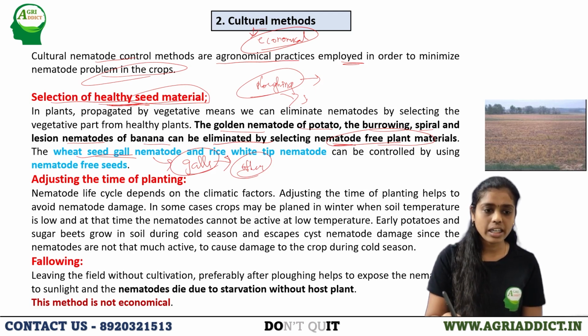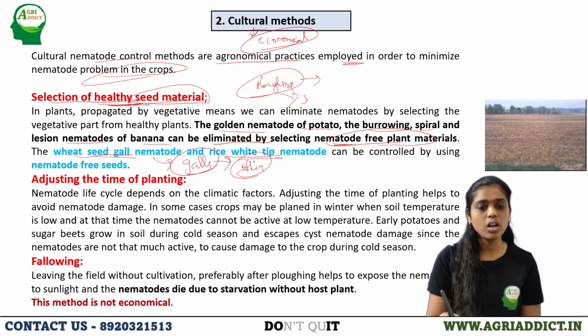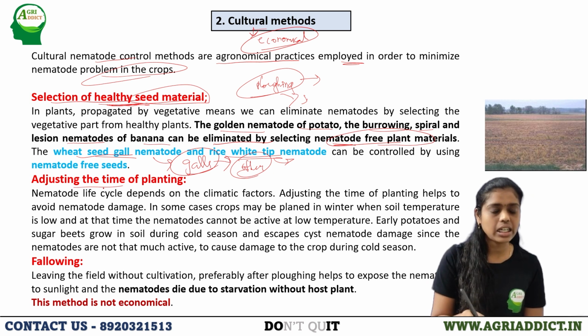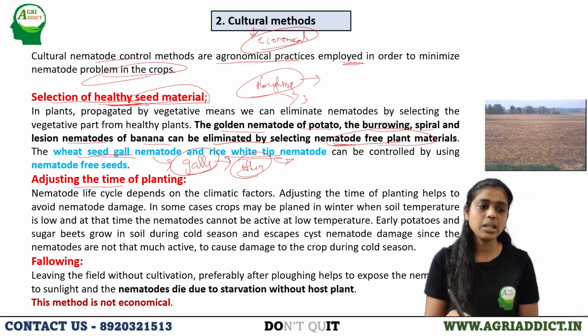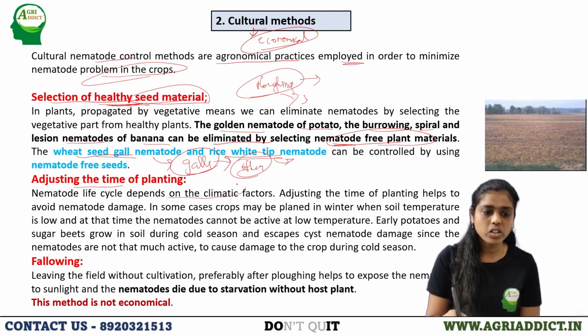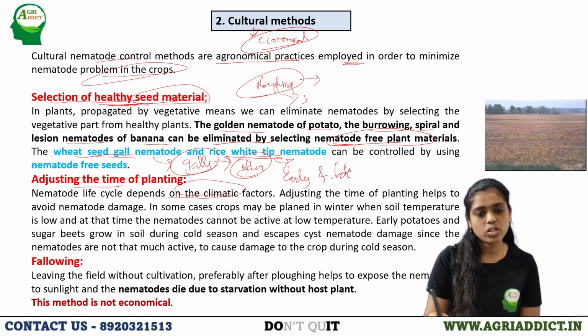And in case of rice white tip nematode also, this needs to be done carefully, which means that selection of seeds which are free from nematodes should be done. And next is adjusting the time of planting. Here, as the nematode life cycle depends on climatic factors, we can go for early sowing or late sowing.